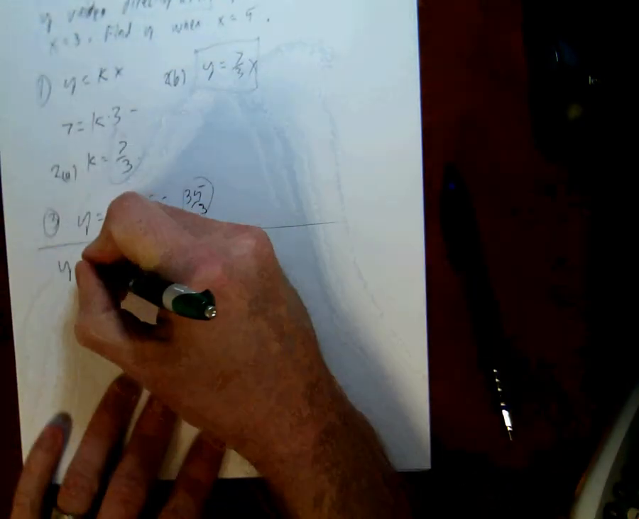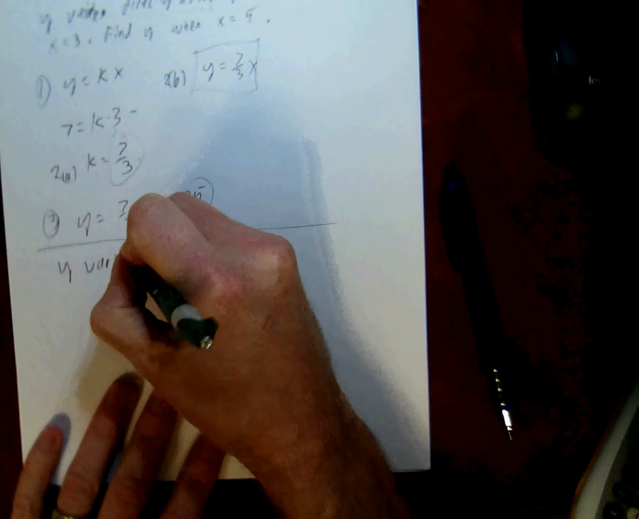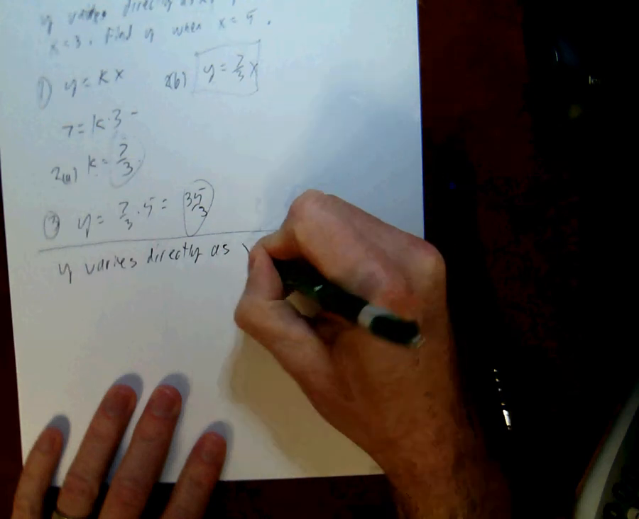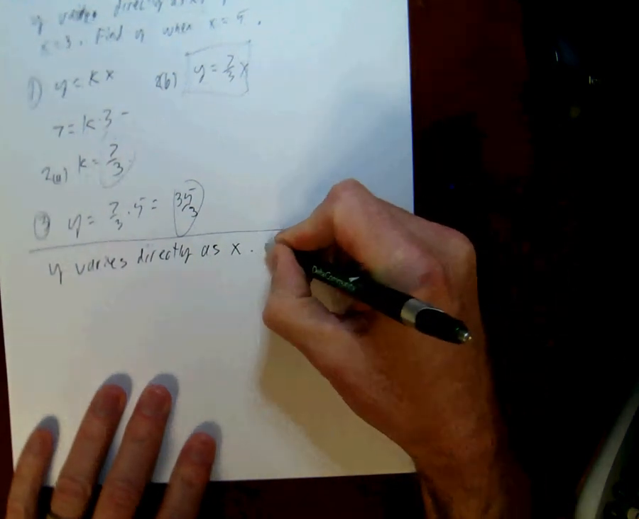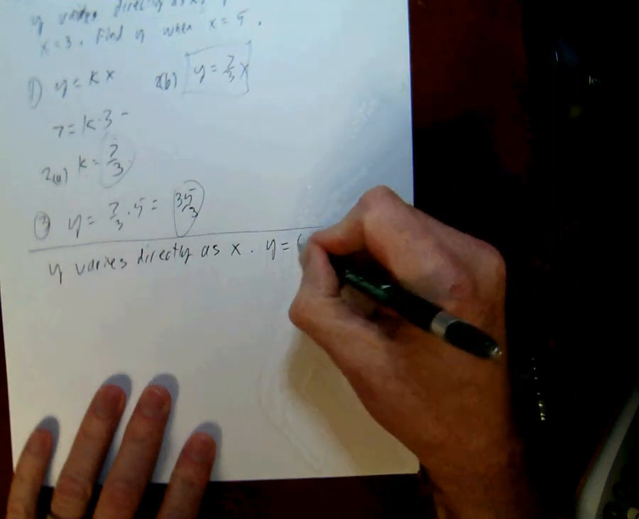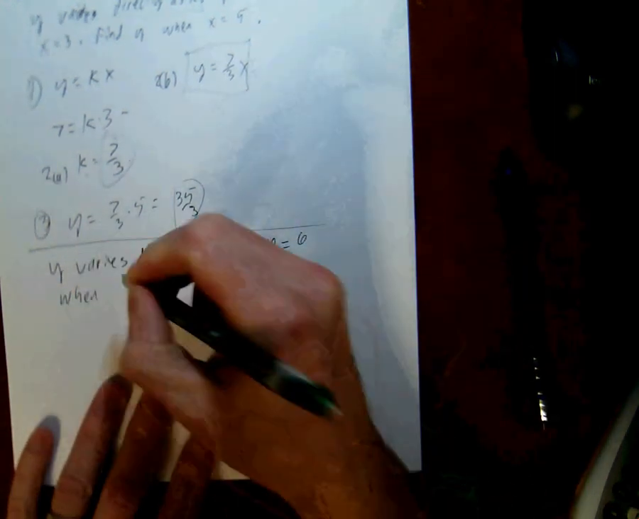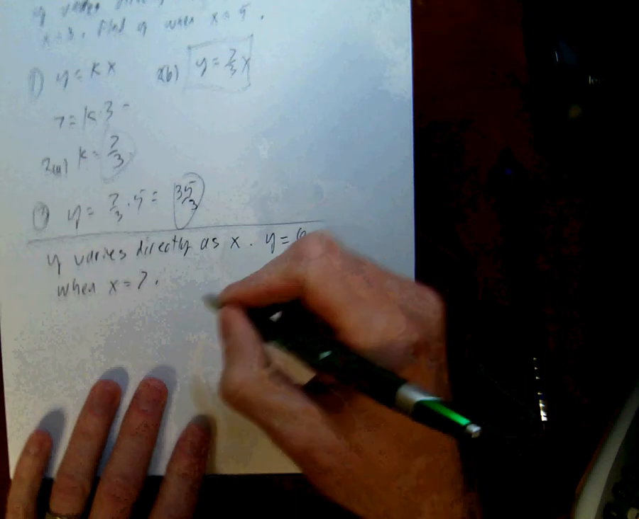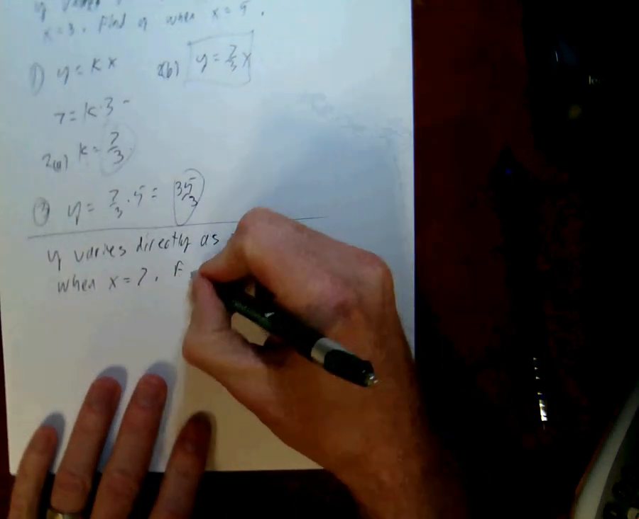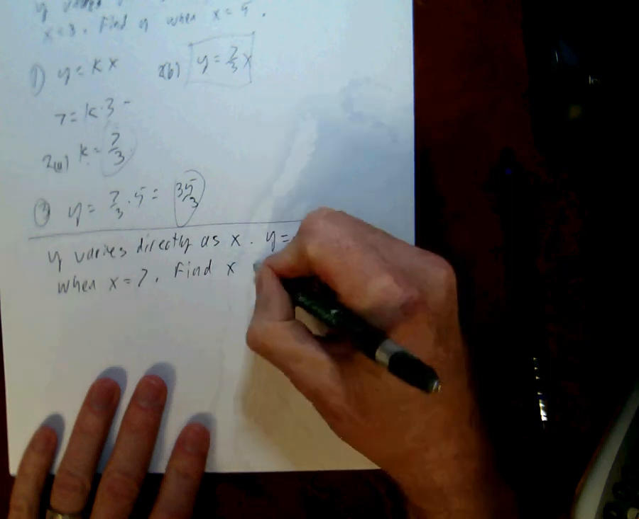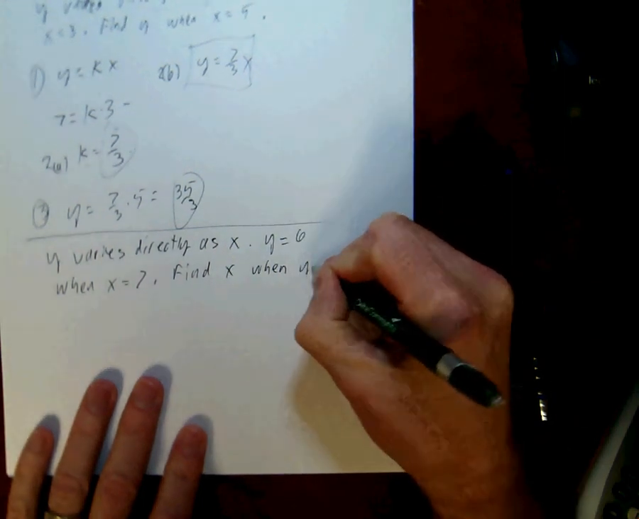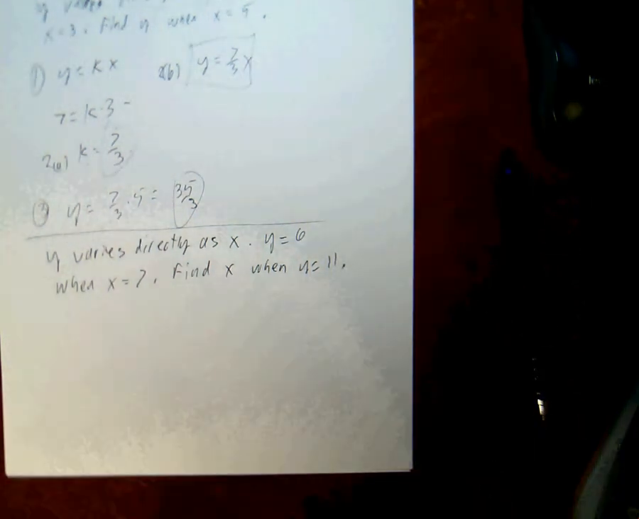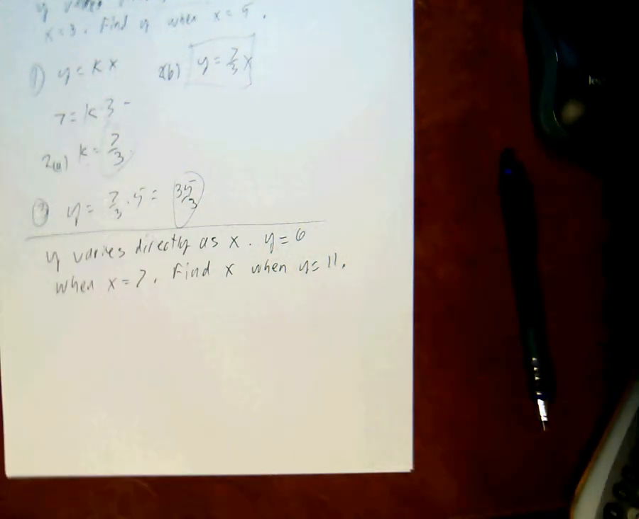So if I tell you y varies directly as x, and then I'll say y is equal to 6 when x is equal to 7. And I'll switch it up a little bit. Find x when y is equal to 11. So solve that problem, and when you finish, do the electronic raise your hand.